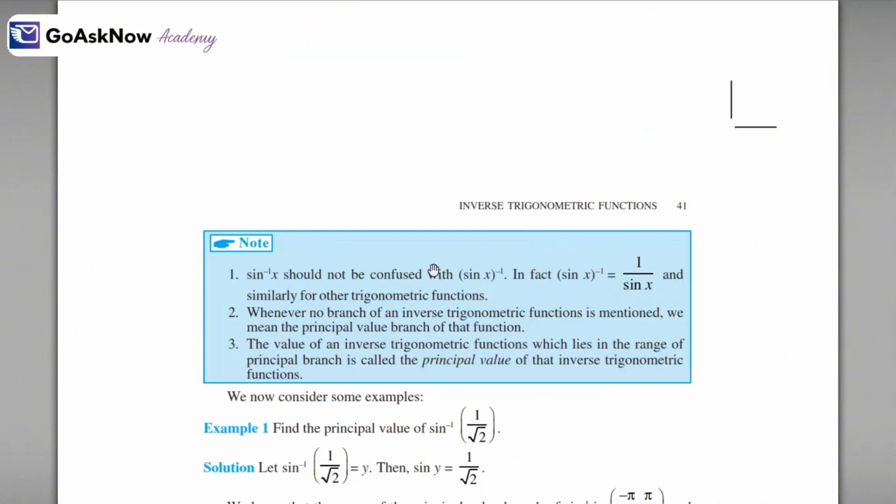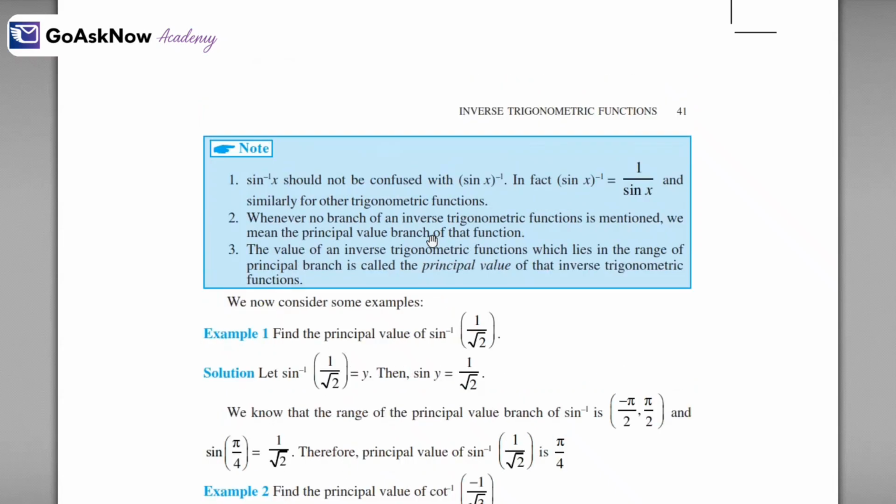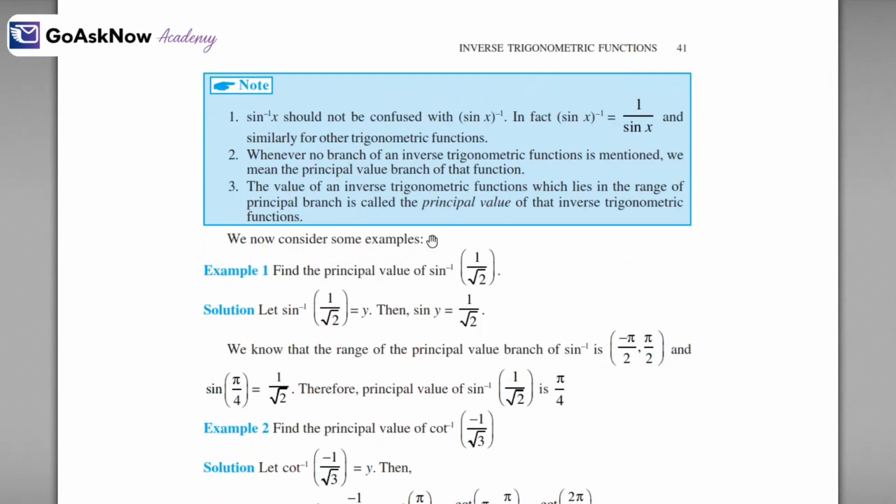Let's see some examples of these properties, what the principal values of these trigonometric functions are, and what their domains are. So we will see some examples now. The first example question is: find the principal value of sine inverse 1 by root 2. How do we solve this question? Let's see.